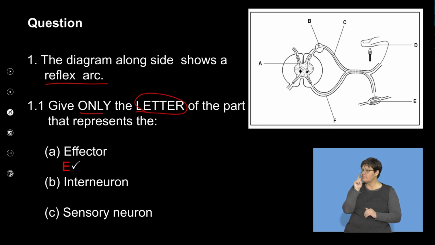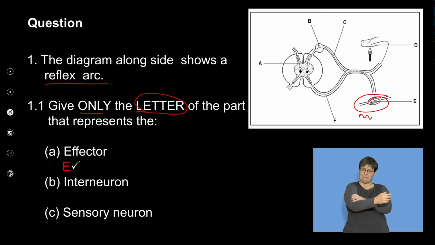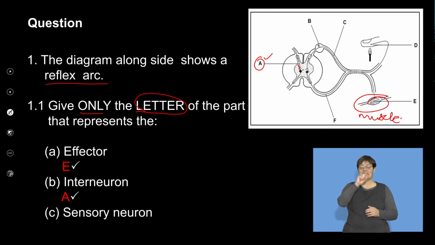That would be E. Let's look at E, if we all agree that this will be our muscle as the effector. And then the letter that represents an interneuron from here, do we see any letter that shows us the interneuron here? I believe we see it, and the answer here will be A. We are right to say A.